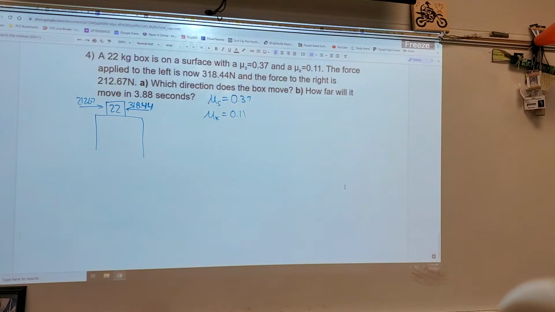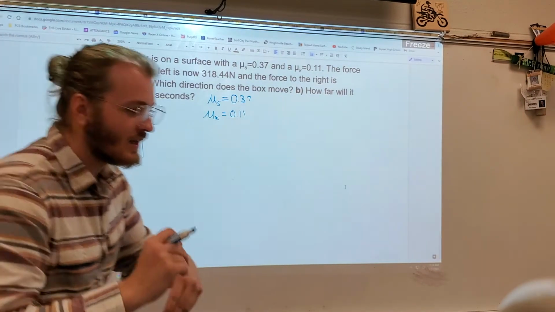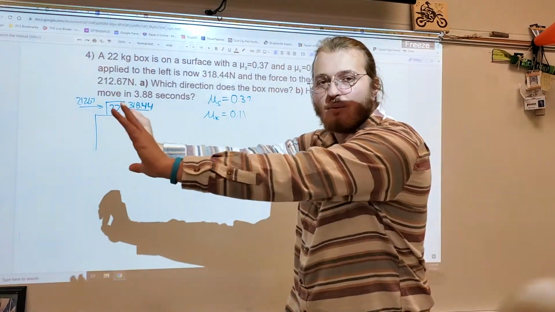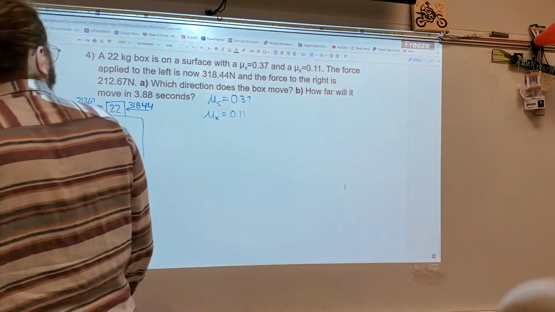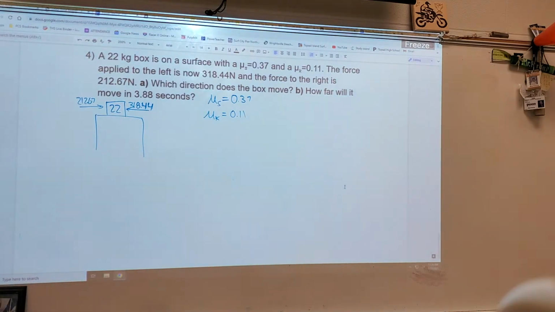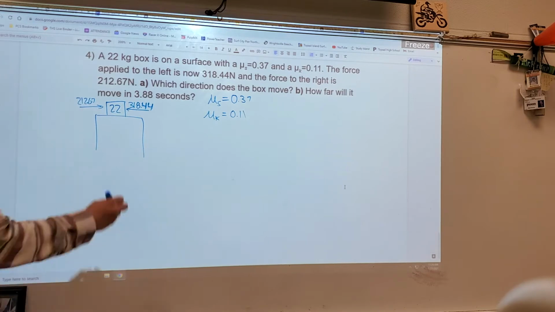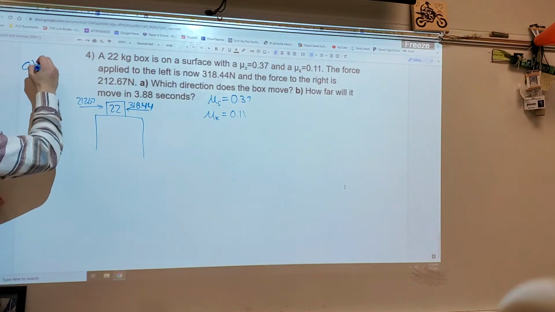Good. The box is moving to the left now. The force is coming and pushing that way. It's going to the left. So, without even doing any work, we know that A is to the left.